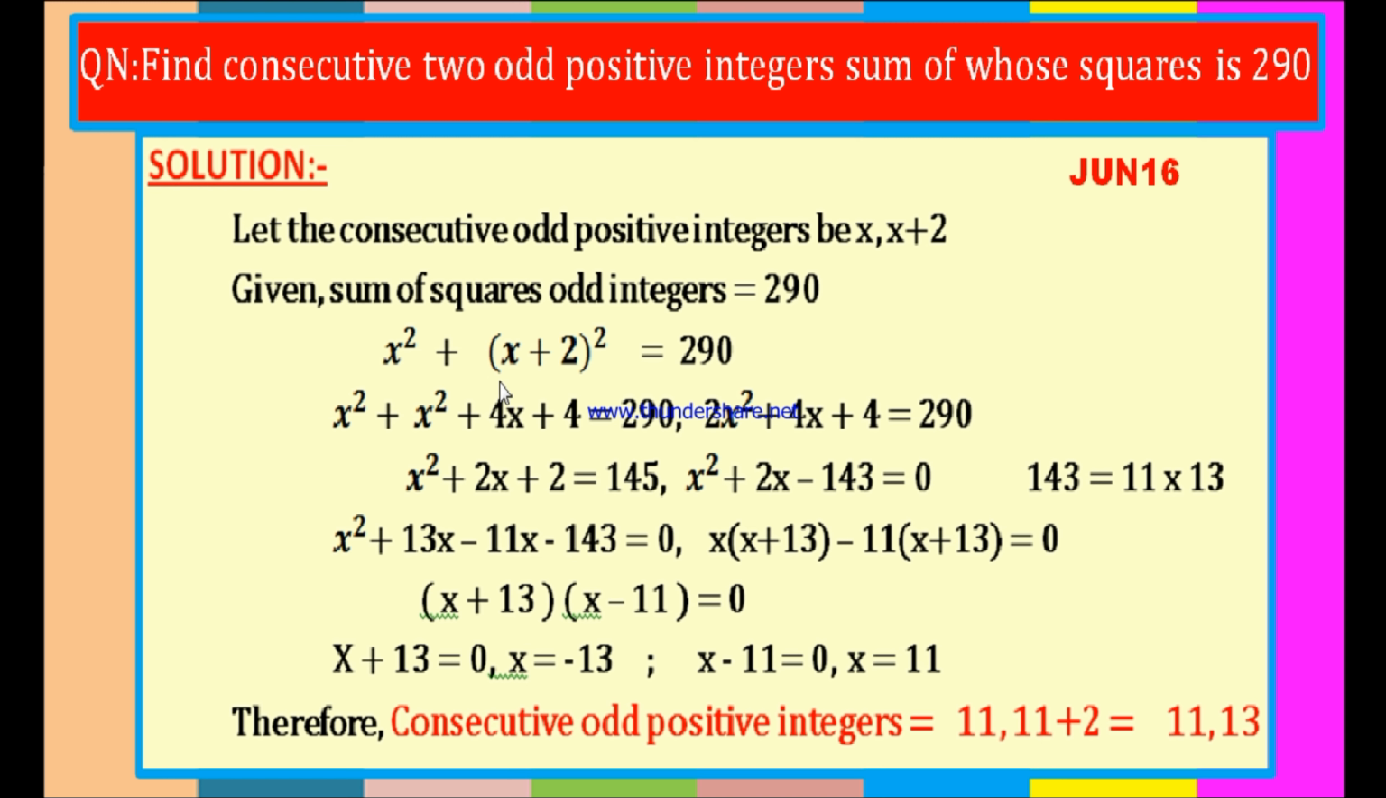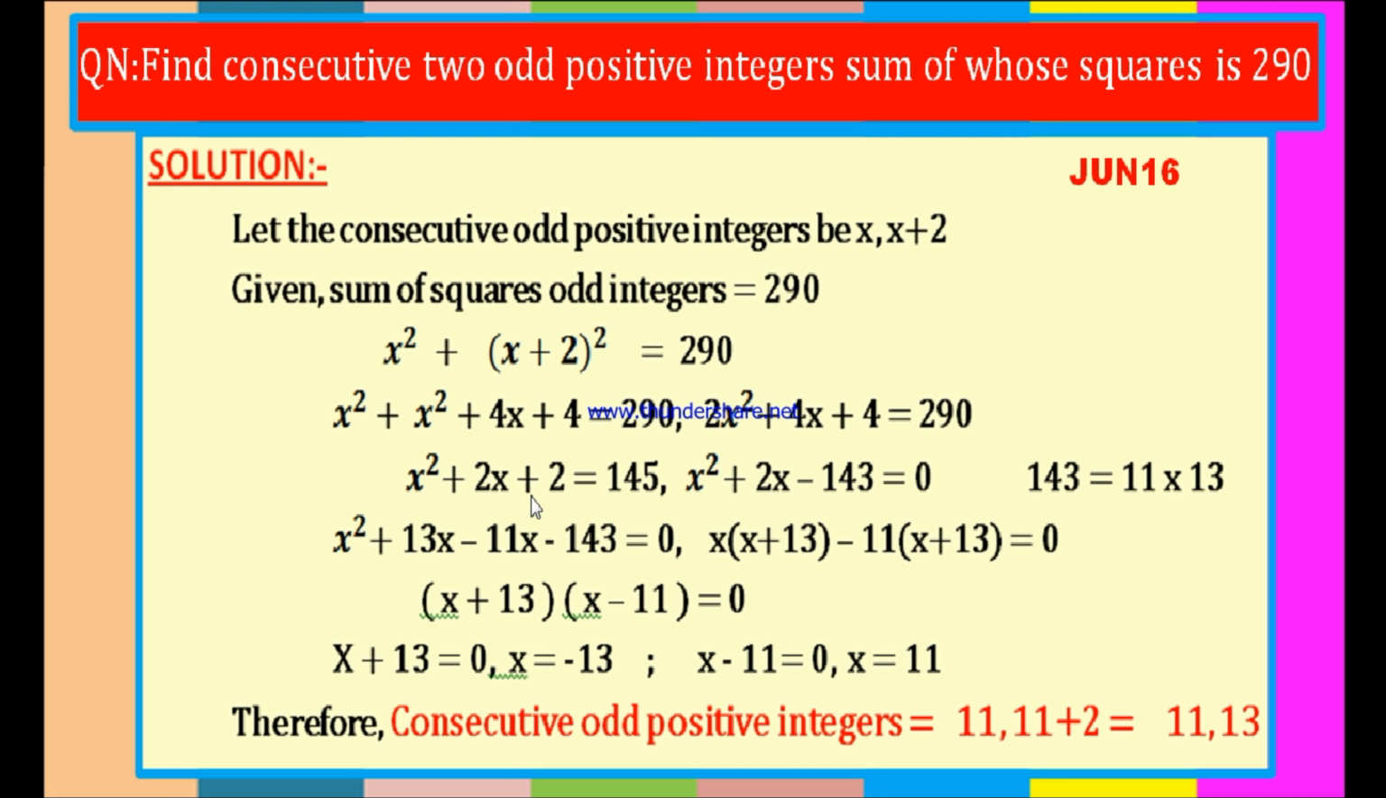This is in the form of a plus b whole square: a square plus 2ab plus b square. A square means x square. 2ab is 2 into x into 2, 2 2s are 4, into x is 4x, plus 2 square is 4, is equal to 290. x square plus x square is 2x square, plus 4x plus 4 is 290. Now let us divide both sides by 2. Then this is x square, 2 into 4x is 2x. Therefore x square plus 2x plus 2 is equal to 290 by 2, which is 145.